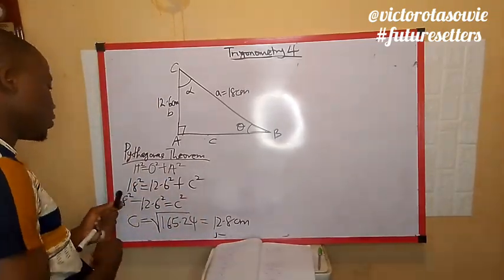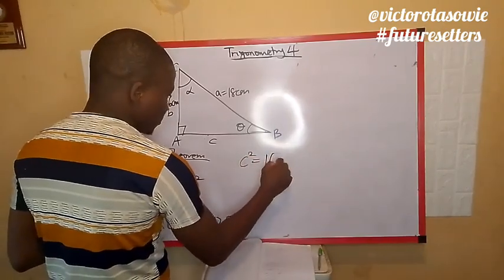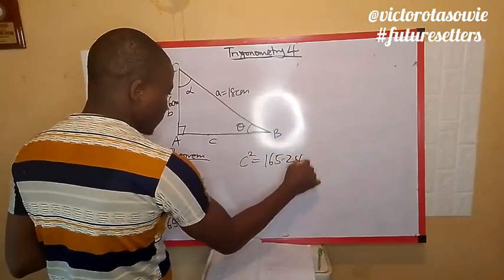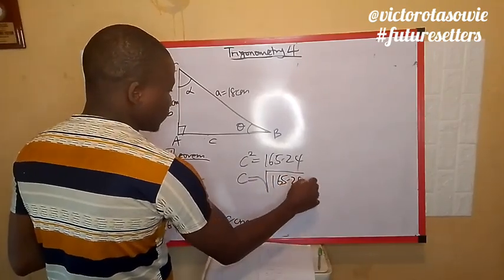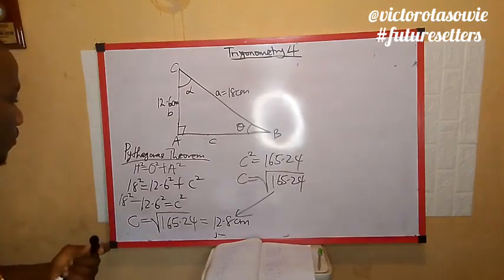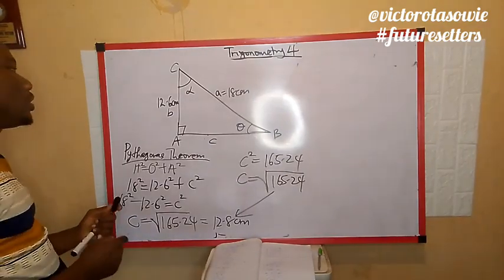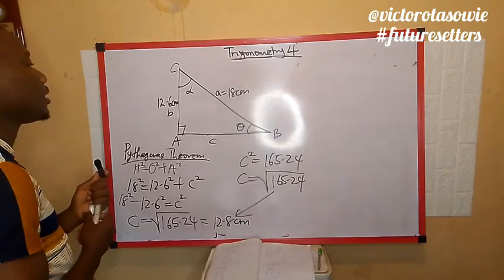That's it. So just take note that if you can get c squared equal to 165.24, then you get c to be the square root of 165.24. And what did it give us? 12.8 centimeters. Then for this particular question which we have here, we are told to find theta and alpha.